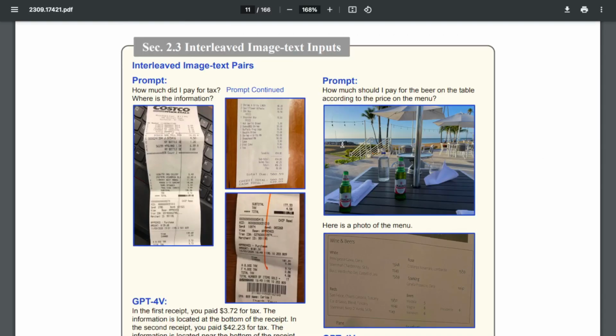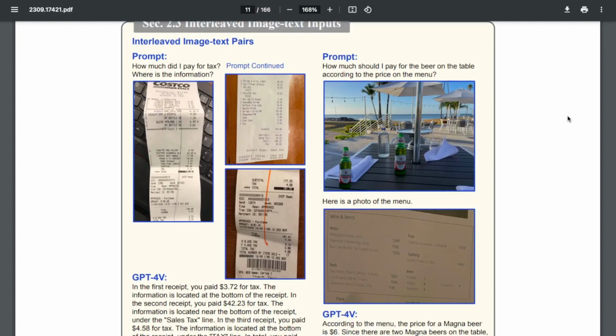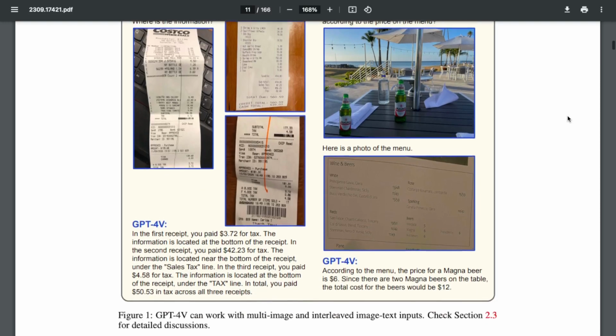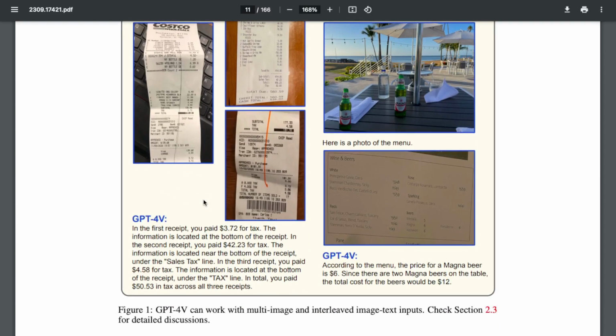Image text inputs. In this case, you can send a bunch of images and expect GPT-4V to give you an explanation. For example, you upload receipts. How much did I pay for tax? Where's the information? It looks at all the images and then comes to a conclusion and gives you your answer. Here we can see what GPT-4V's answer is.